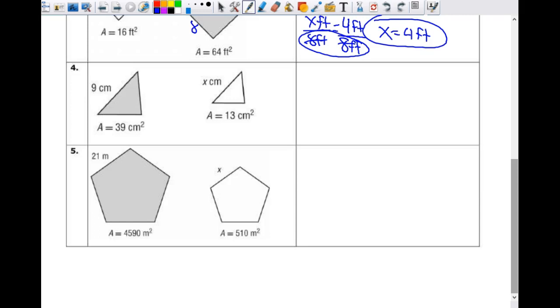So this problem is actually pretty simple. It just has really, really big numbers. 21 meters over x meters is equal to 4,590 meters squared over 510 meters squared.